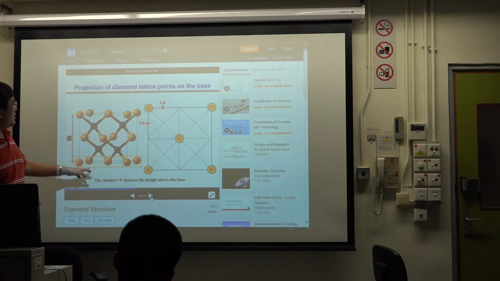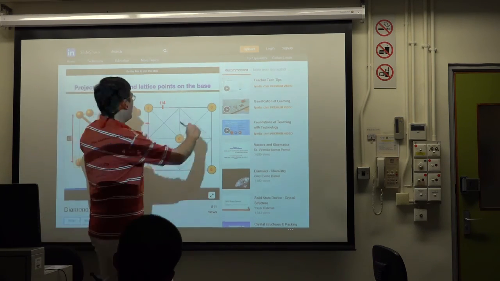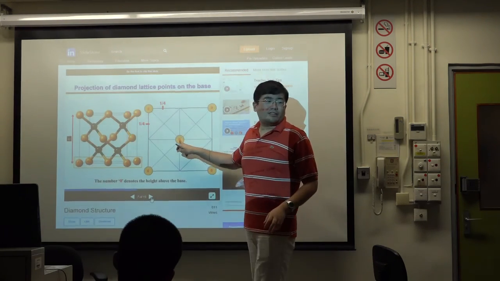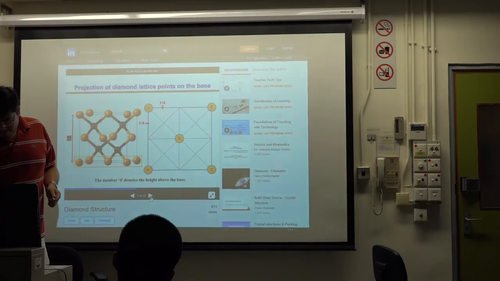Okay, you can see here. This is the bottom. Okay, it has 4 corners, and one is a face center, right? This is the first layer. Okay, we go to the second layer.